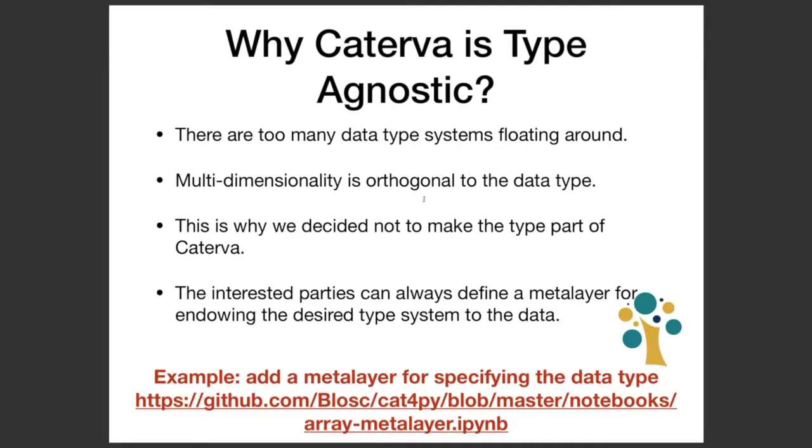So I mentioned before that Caterva is type agnostic, but why so? Well, the fact is that there are too many data type systems floating around, and in our opinion, multidimensionality is orthogonal to the data type. And this is essentially the reason why we decided not to make the type part of Caterva, and we rather try to provide a way for the interested parties to define a MetaLayer for endowing the desired type system to the data. And this is very easy to do, and you can have a look at how it works in this example. It's a Jupyter notebook example, and you will see it is using Cat4Py, which is a very shallow wrapper for Caterva for Python, and you will see how easy it is to add another MetaLayer for Caterva for storing types.